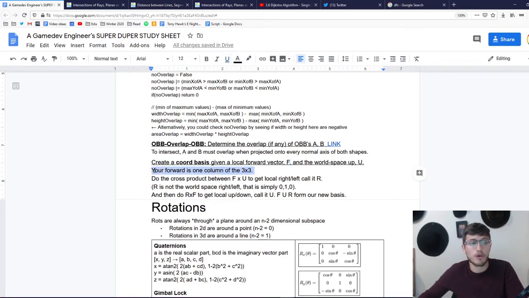Well, your forward vector is essentially one column of the 3 by 3. So do the cross product with the forward vector and the world space up, and that will give you a local right vector, which is the r. So keep in mind that the r is not the world space right left. That is simply 0, 1, 0 or 0, negative 1, 0. The last step is you need to take the r and the f's cross product, and that will give you the local up down, which you could call u. And then f, r, u is our new basis.